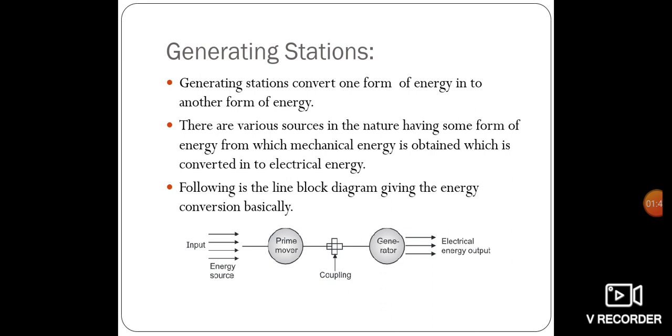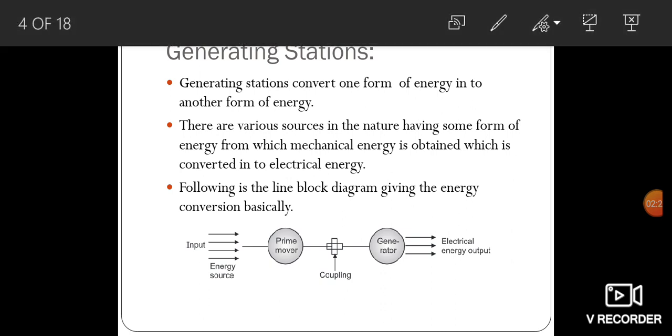Basically the input may be the energy source. It may be kinetic energy, potential energy or heat energy. Different types of energy sources can drive the prime mover, which in turn is coupled with the generator or alternator, and when the prime mover rotates because of the input energy source, simultaneously the generator rotates at the same RPM and electrical energy is generated in the form of voltage and current.